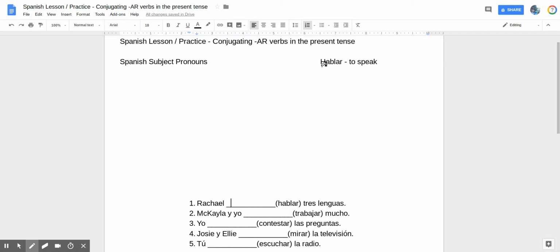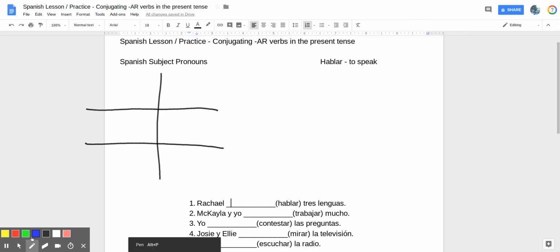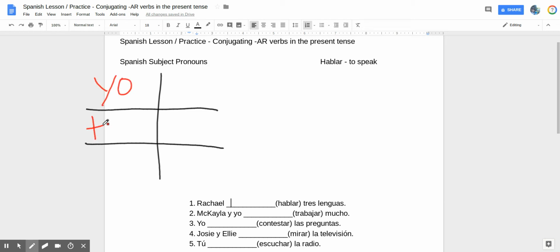Before I get into that part of it, I want to make sure that we remember what our subject pronouns are. And those are the words like I, you, him, her, we, they. I'll go ahead and write those on here in Spanish. As I'm going, I'll tell you what they mean. So yo is I. Tú is you, familiar or informal. Down here we've got él, which is he, ella for she, and usted, which is you, formal.